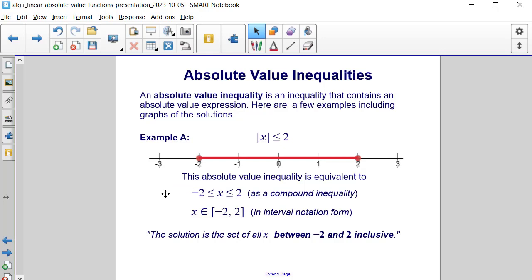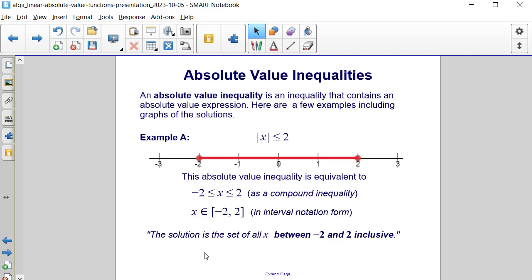This absolute value inequality is equivalent to negative 2 is less than or equal to x, which is less than or equal to 2. You could also state this compound inequality as x is greater than or equal to negative 2 and x is less than or equal to positive 2. You could also write it as an interval. So x is contained in the set of numbers between negative 2 and positive 2, including both endpoints.